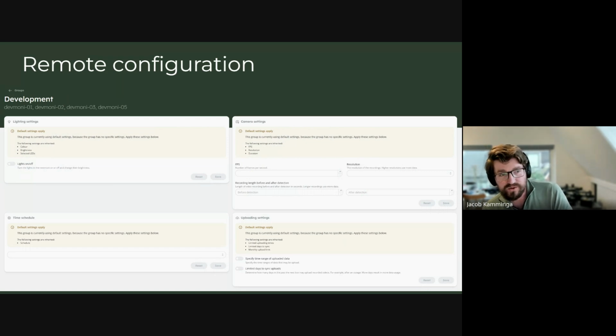So a little insight into how the Ecomoni dashboard looks. The system allows you to configure groups of devices and basically change everything you need to change, like light settings, camera settings, upload settings, and time schedules. The devices can be turned off to lengthen your deployment period to save battery. For example, they can start with sunrise or sunset, you name it.